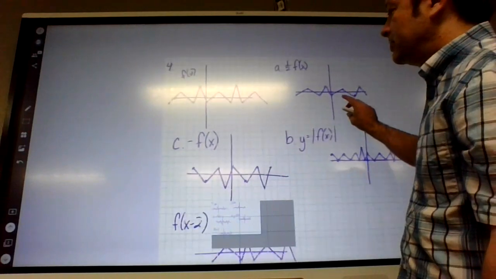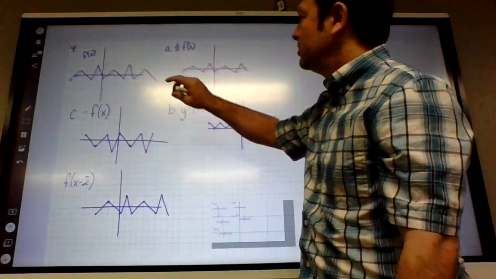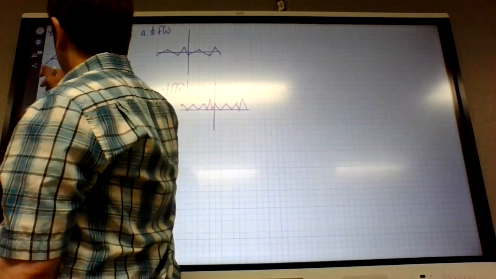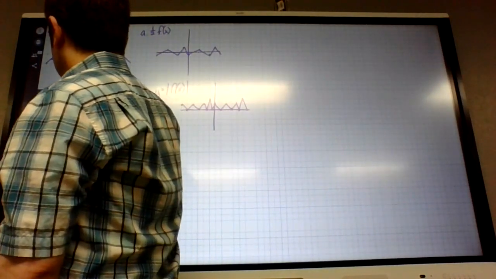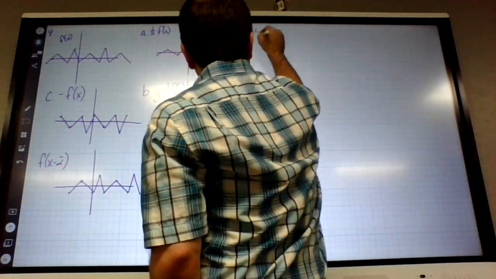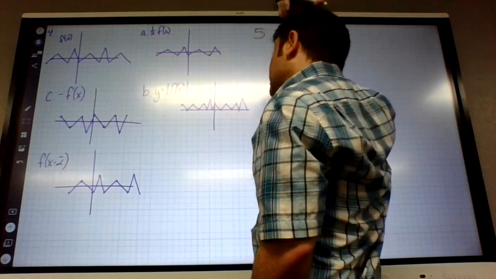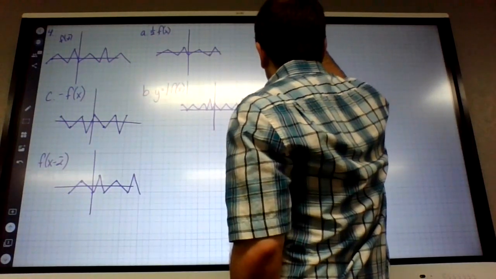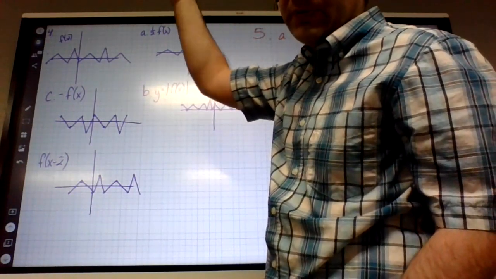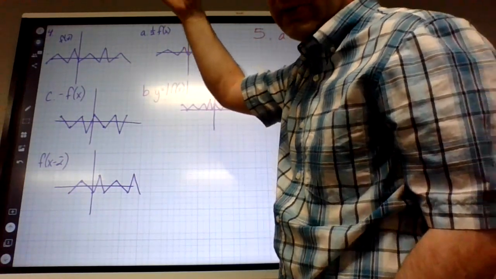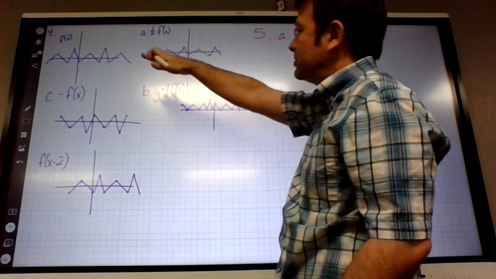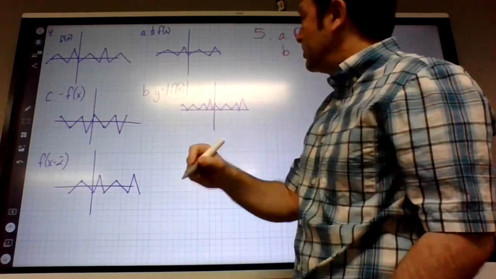Okay. I'm gonna zoom out a lot because I need to see this. We're still referencing this graph right here. Number 5. I think it asks for the period first. What is the fundamental period of the function f? Do we need to graph first? No, we're not. We're using this graph. We're not graphing anything.